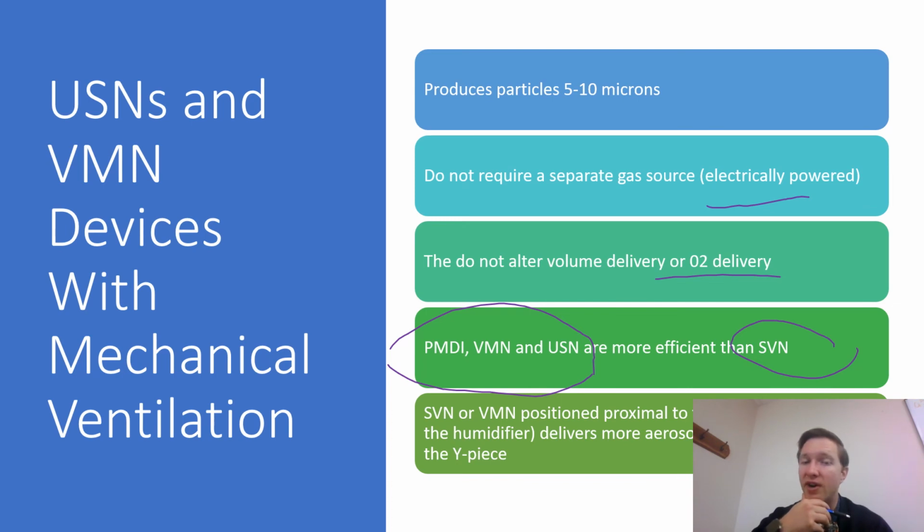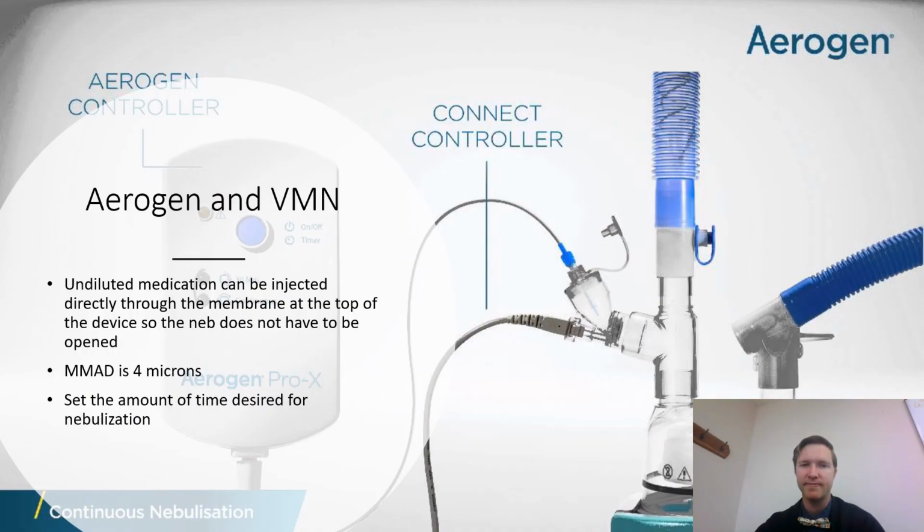So if it's a small volume neb or vibrating mesh, you want it proximal to the ventilator output, between the output and the humidifier. And then that should, in theory, deliver more medication to that patient.